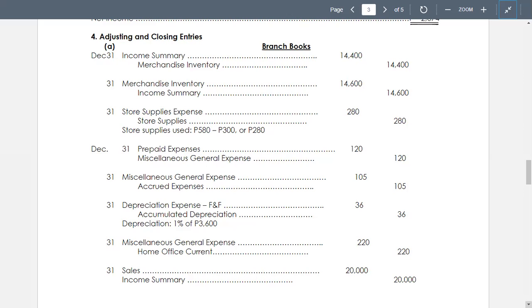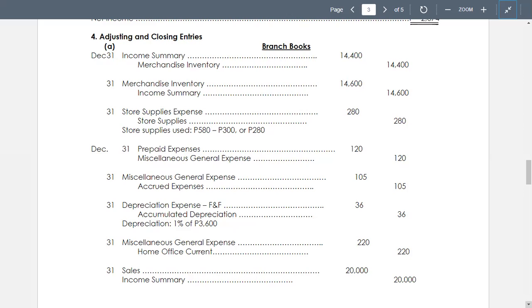Next entry, debit depreciation expense for furnitures and fixtures, and credit accumulated depreciation of the furnitures and fixtures of the branch. So we now have 1% of the cost of 3,600. So for 1 month, the depreciation expense is 36.